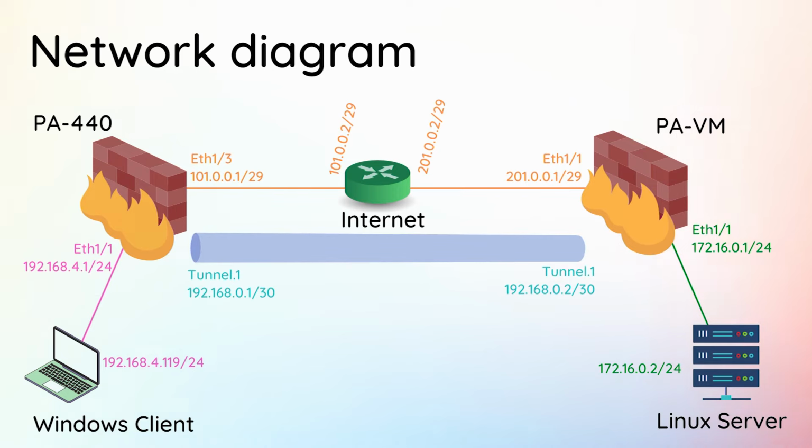So I have in my lab now two Palo Alto firewalls connected through a router, simulating the internet. The outside and the inside interfaces are already configured, and what just need to be configured now are the tunnel interfaces and the VPN connections. As I mentioned before, I'm using route-based VPN, and for that we need the tunnel interfaces.